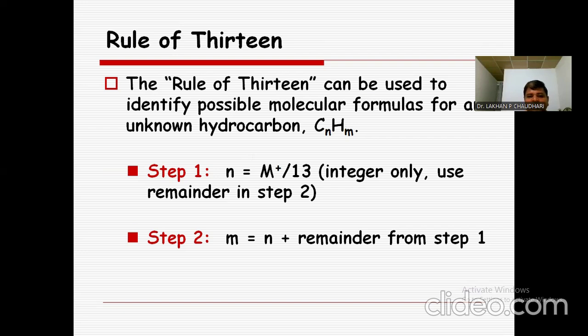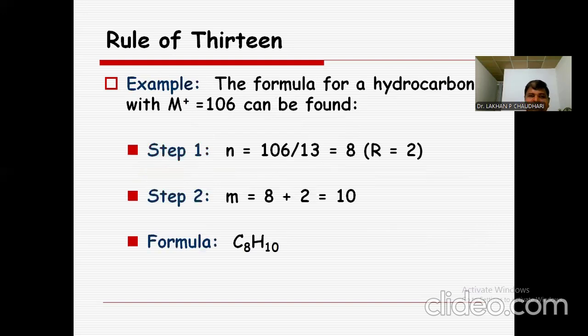Step one: we determine the n value, which is simply the mass of the molecular ion peak divided by 13. The integer is n, and there may be a remainder. The value of m is determined by adding the answer to the remainder. That can be easily understood with the help of a simple example. So let us see the example.